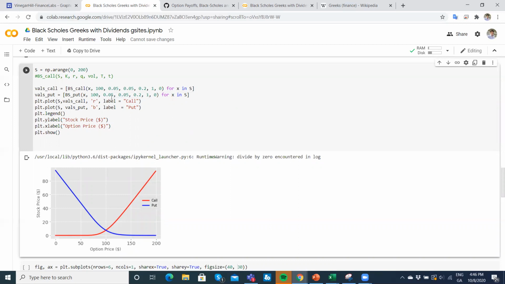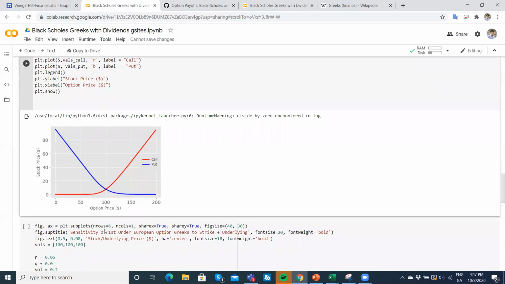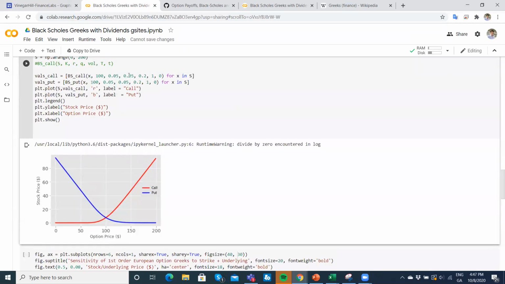In other words, if the stock price is equal to the exercise price, at 100, in both cases, and R is equal to Q, then we'll get the same value for the call and put, and we can see that here, right? Now, okay, I'll just change back.